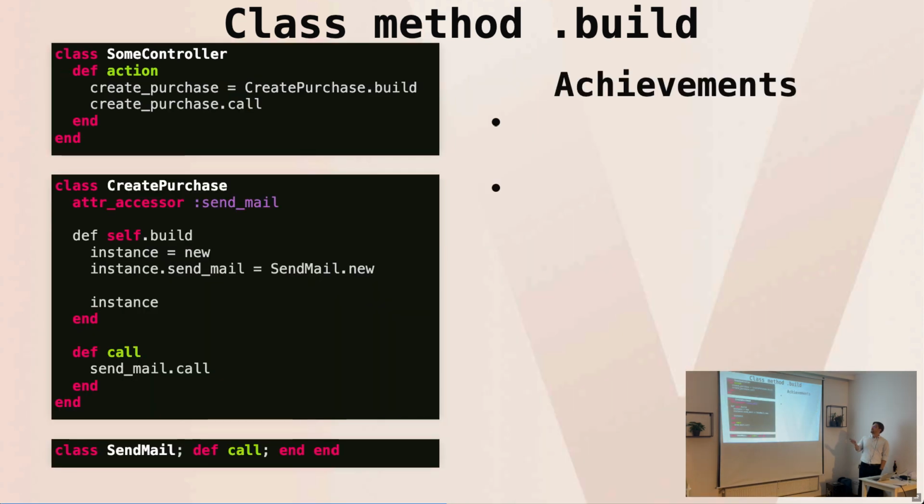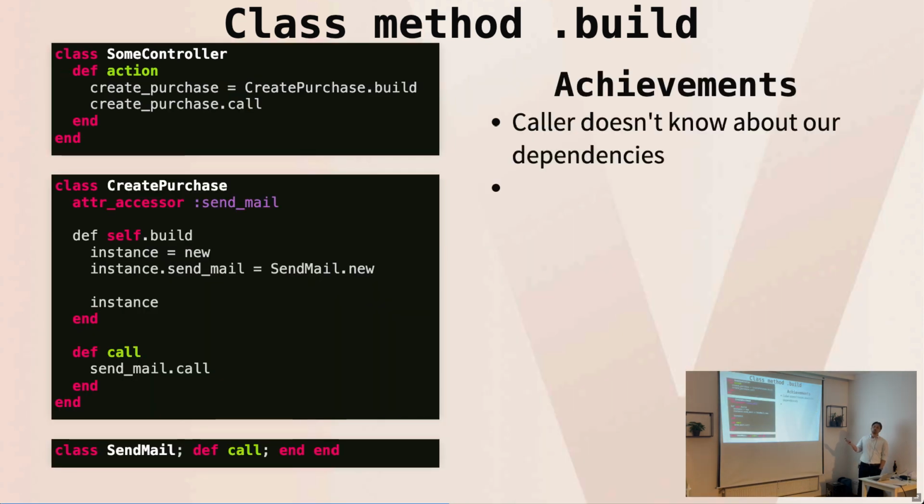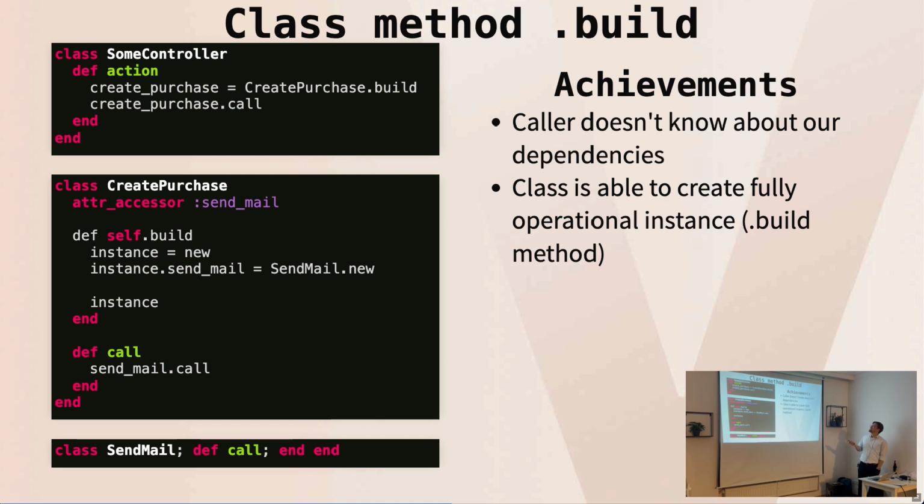And what do we gain with this option? First of all, the caller doesn't know anything about our dependencies, and this is great. It is very convenient. The class is able to create a fully functional instance by itself, so we don't have outside mechanisms which are required to create an operational instance. We can do this by ourselves, and if you think about this, it should be like that. This is the class who creates objects, so the class should be able to create fully functional things. We shouldn't look in our code for how to do that.